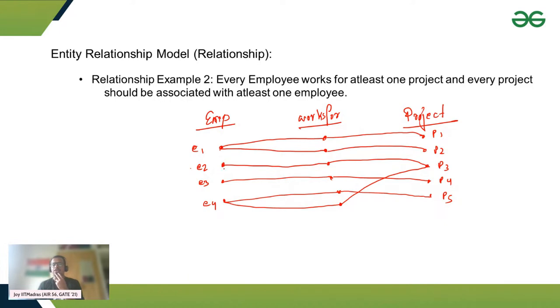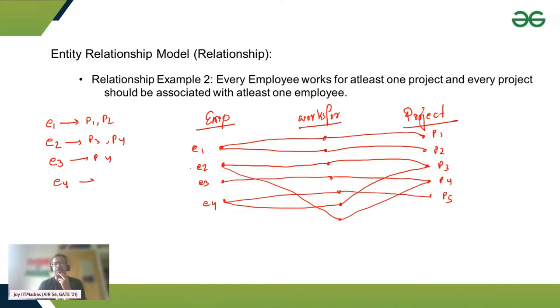Again, there can be another relationship for E2, so maybe E2 is working for P4. Let me write the scenario. E1 is working for P1 and P2. E2 is working for P3 and P4. Then E3 is working for only one, that is P4. E4 is working for P5 as well as P3. So this is the scenario.